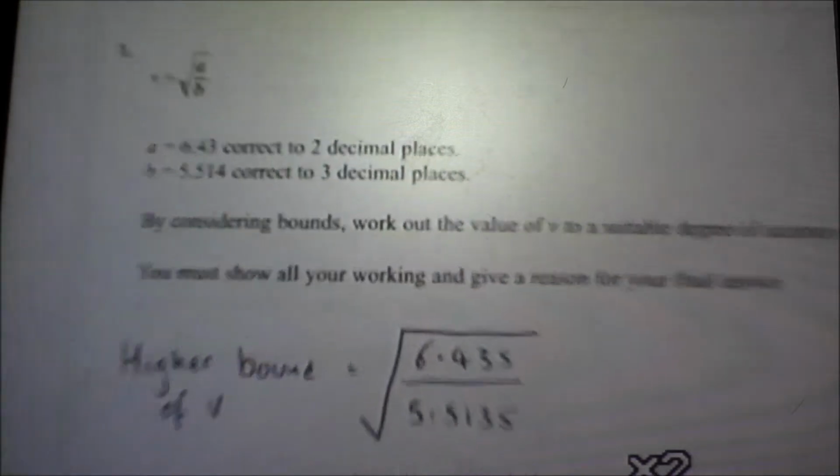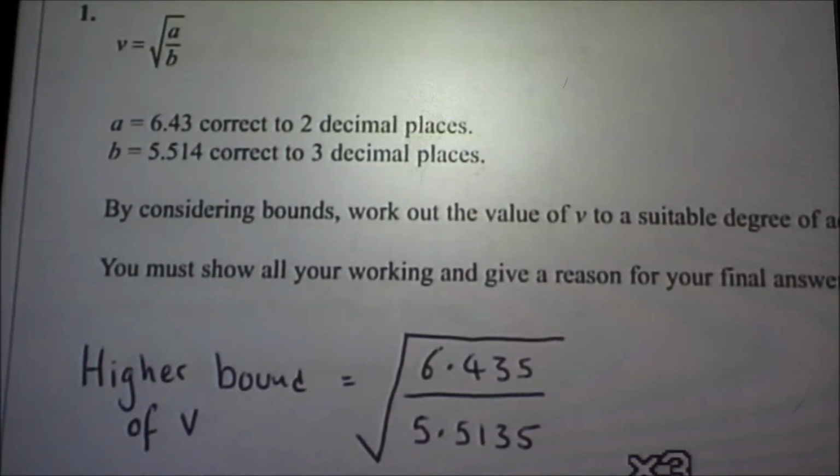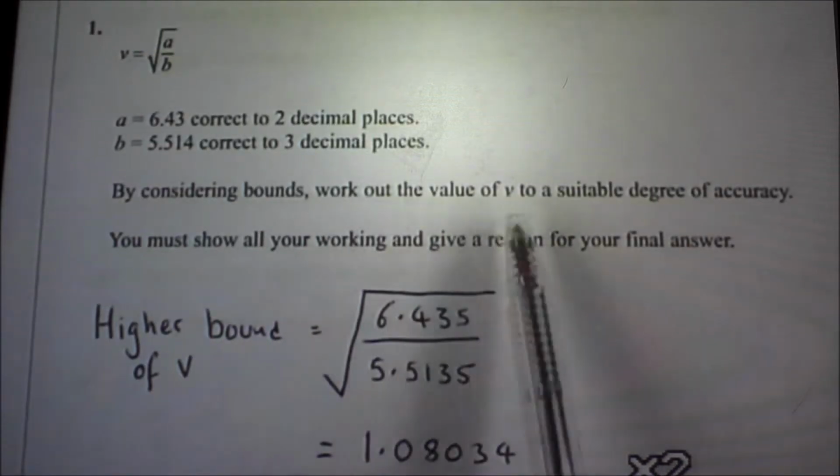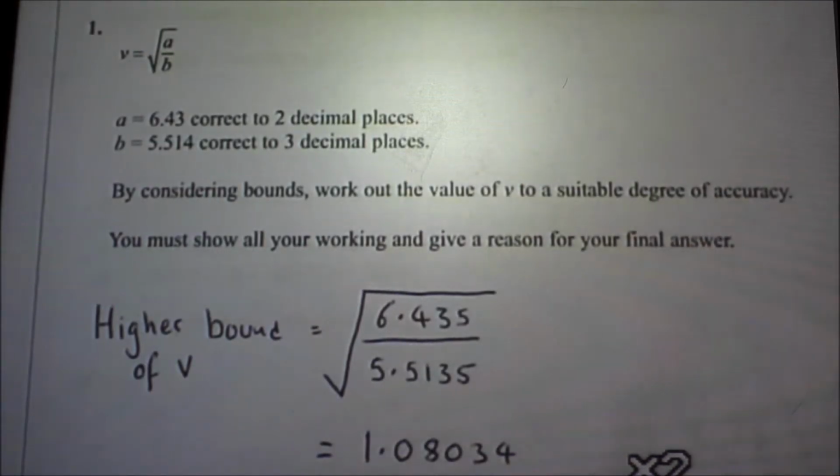We've given the formula there. V is equal to the square root of A over B. By considering bounds, work out the value of V to a suitable degree of accuracy. You must show all of your workings. To do that, I think you've got to work it out for both the higher and the lower bound.